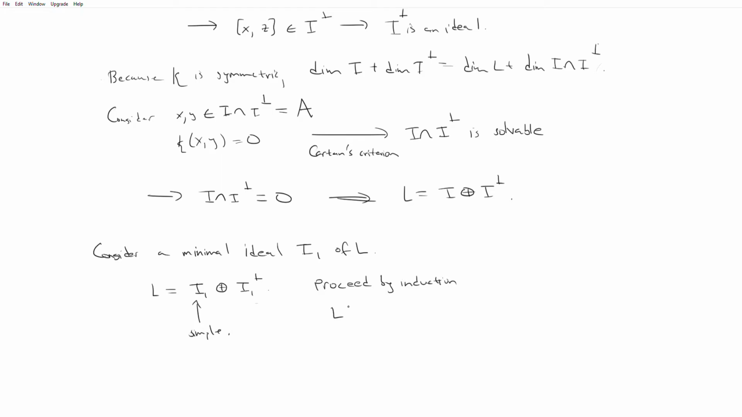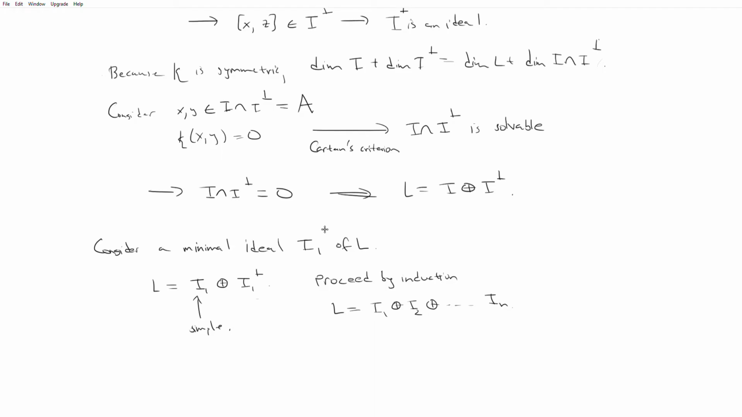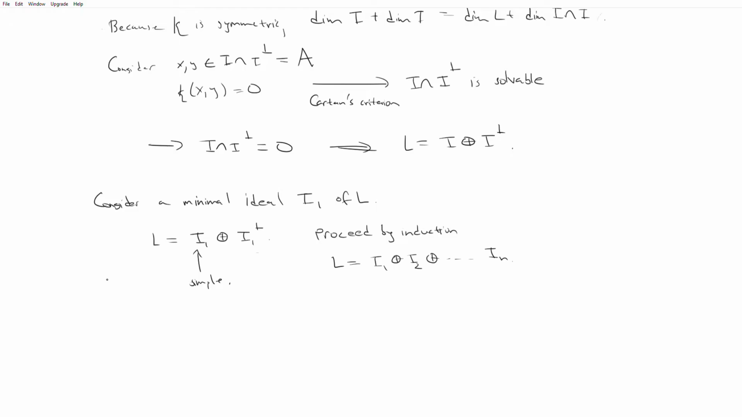To say L is equal to I sub 1 direct sum I sub 2 direct sum ... I sub n. The key thing here is that we said that L has finite dimension, and that's why this process will terminate. All right, and so we have now shown existence, but we also need to show uniqueness, and that's the second part of the proof here.